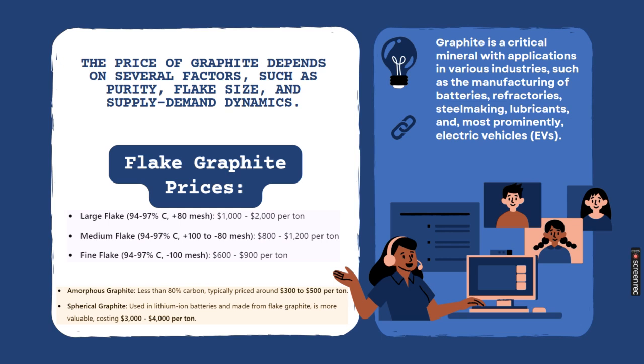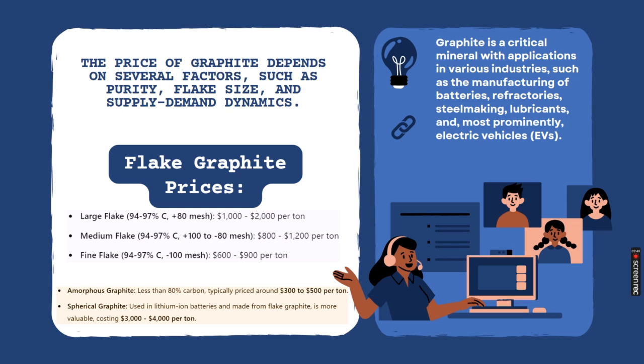Plus 80 mesh means graphite flakes are more than 80 mesh, meaning they cannot pass through that 80 mesh sieve. Now for that, approximately 1000 to 2000 dollars per ton, it is US dollar, that is the rate you can imagine.